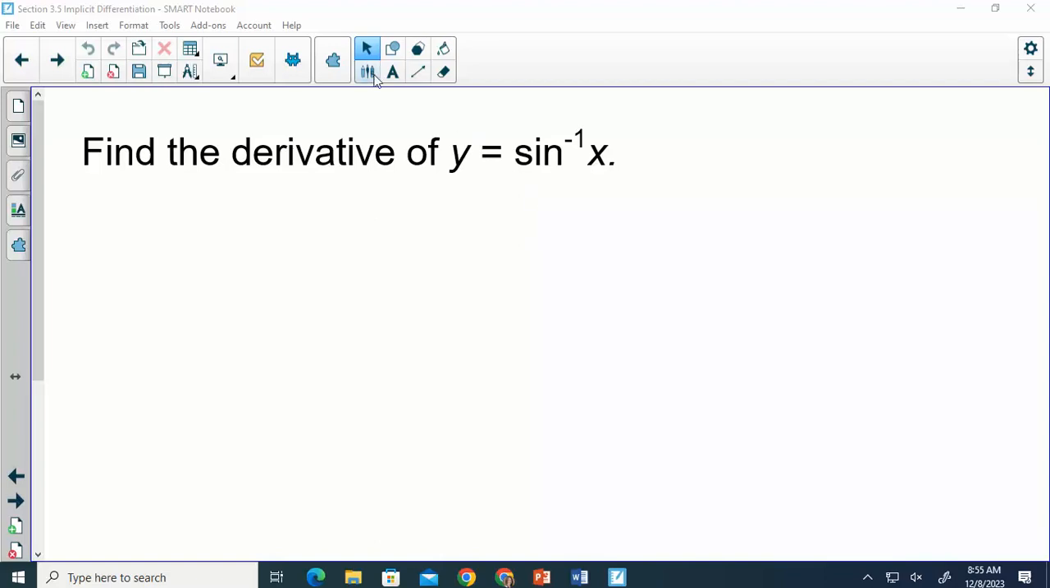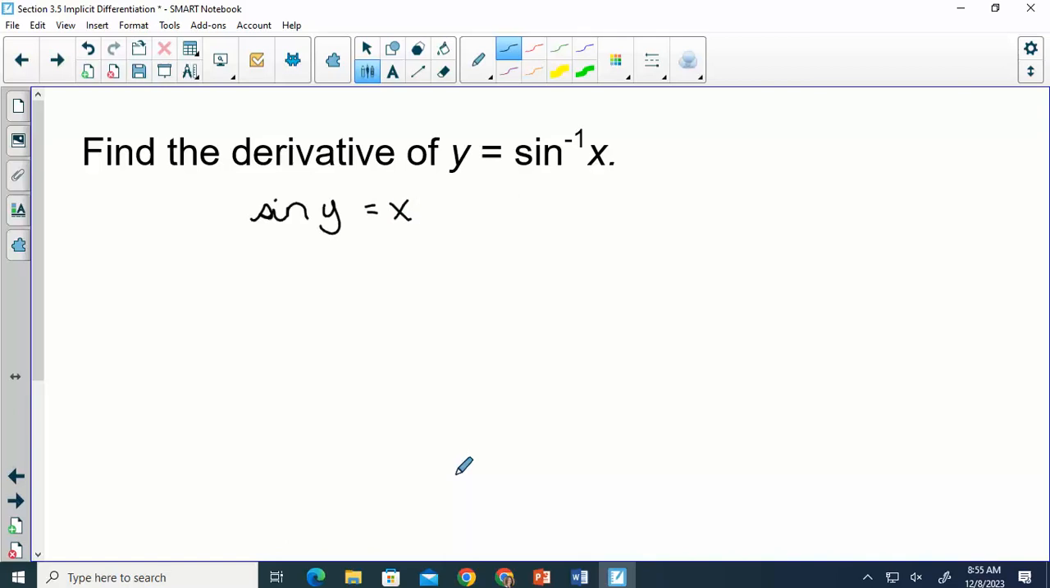When we had trig, we talked about the only way to move a trig function to the other side was to add an inverse. So if I move it back, that just takes away the inverse. So what this means is sine of y is equal to x. Now this is something that we could do the derivative of, right?